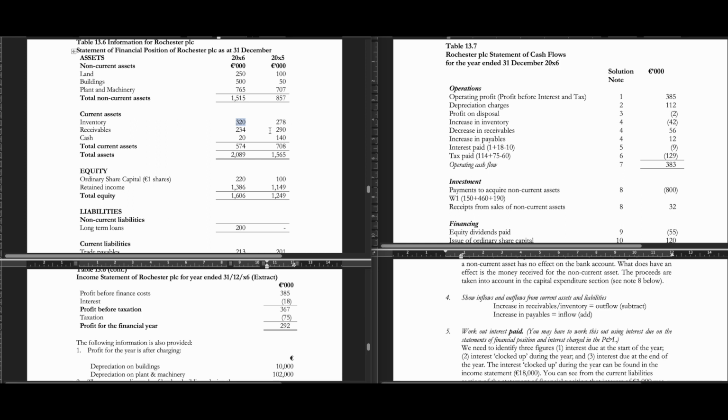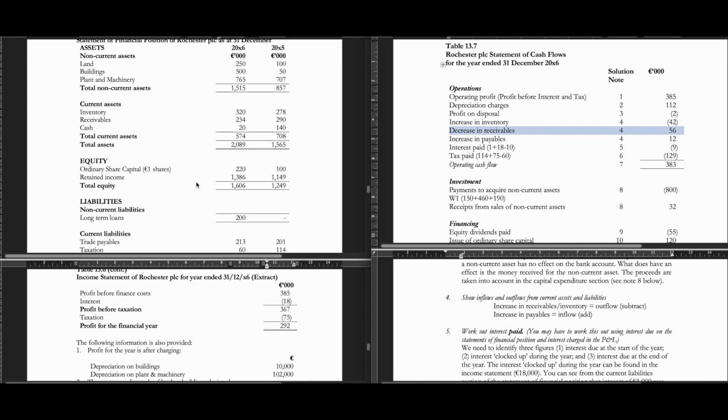A decrease in receivables. Well, think about that as if our receivables have decreased, more people have paid off their debts to us. And that is a good thing from our cash balance point of view. So the decrease in receivables of 56, that is a plus item there in the cash flow.